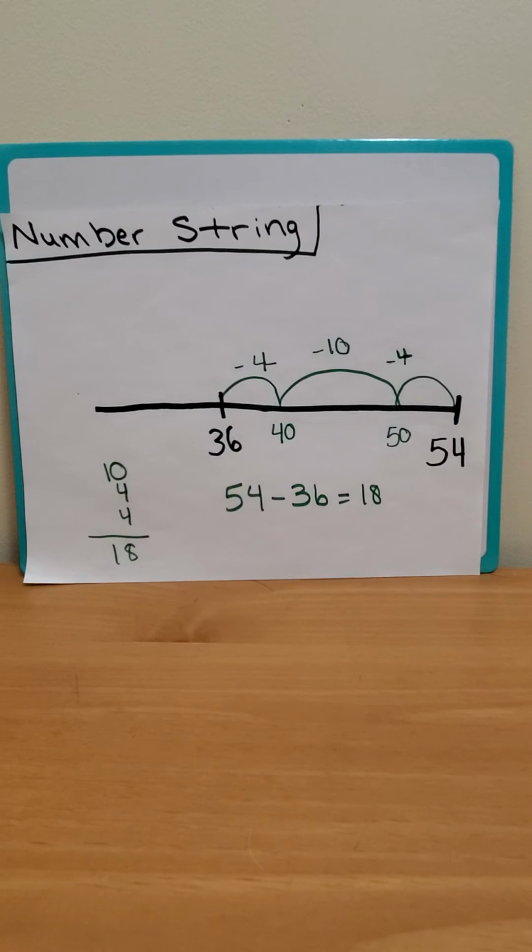So I started with 54 minus 4, and then these are called jumps, and the next one is minus 10 because that's the next big gap, and then minus 4. So the students can see that and add the digits on top and get what's between 54 and 36.